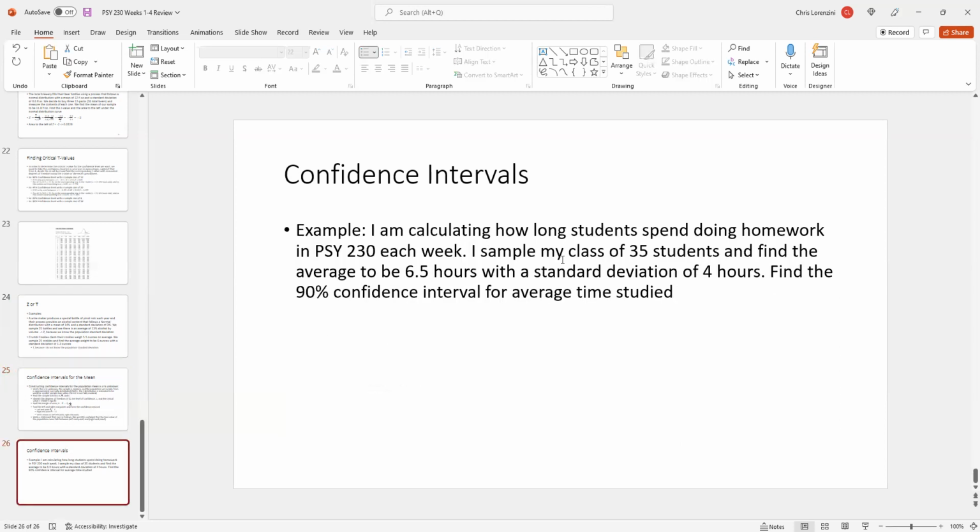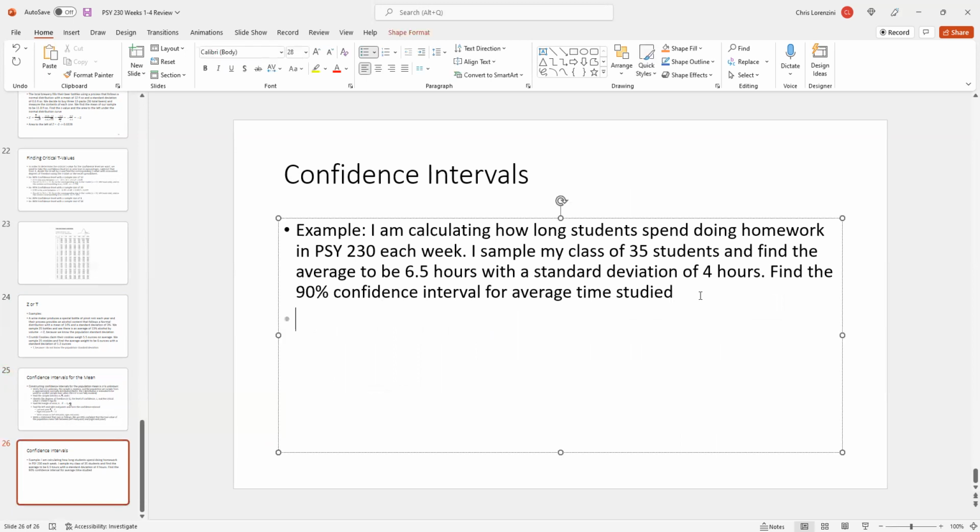Okay, so let's do one real quick to make sure we can compute a confidence interval. I'm calculating how long students spend doing their homework in my PSY 230 each week. I sample my class of 35 students and find the average to be 6.5 hours with a standard deviation of 4 hours. Find the 90% confidence interval for average time studied. Okay, so we're going to get one more crack at it.